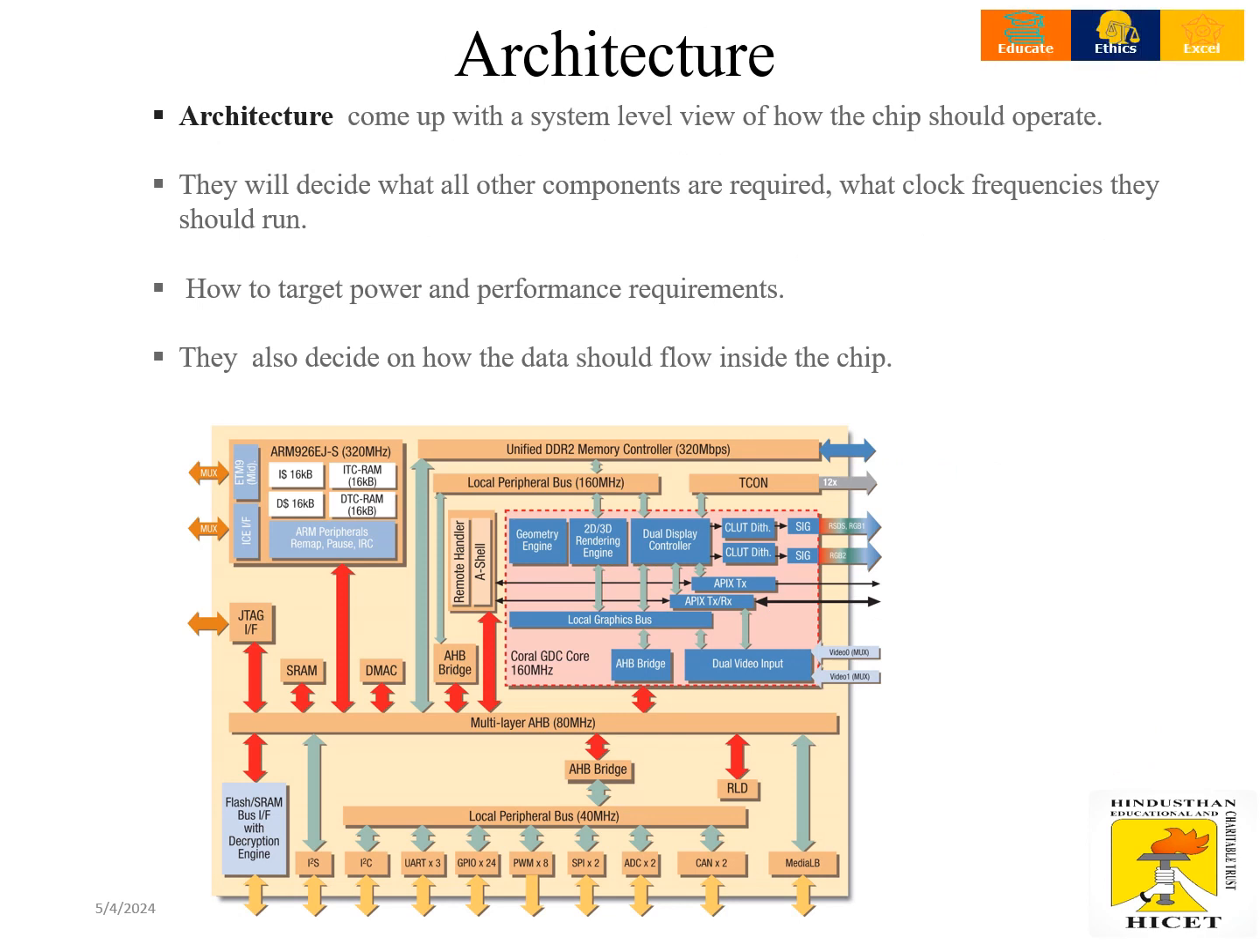And next is the architecture. Once the specification is completed, we can design the architecture, and this architecture comes up with the system level view, and they will decide what all the components are required, and how much clock frequency is required to run, and how much target power and performance is required. And also they will decide the flow of data inside the chip, like the normal architecture in a microprocessor or microcontroller. Here also we have a kind of architecture, and it has interconnection of buses along with the components. Many blocks are available, like RAM, ROM, and then PSW, ADC. These different blocks are combined together to form the specific design flow.